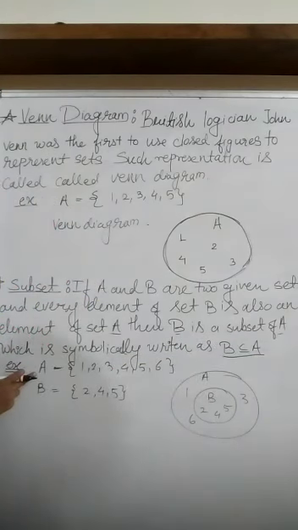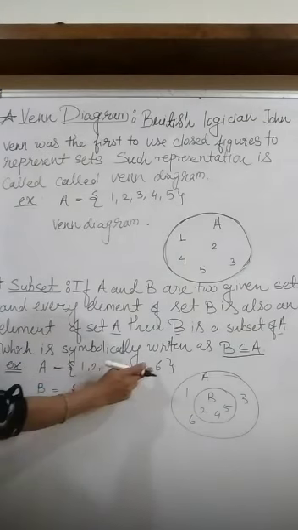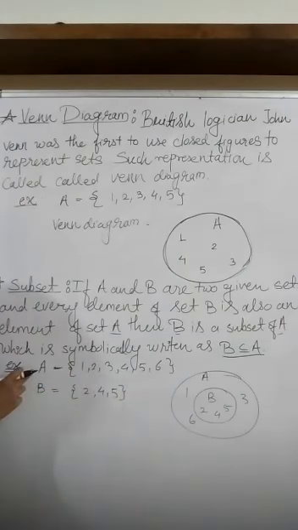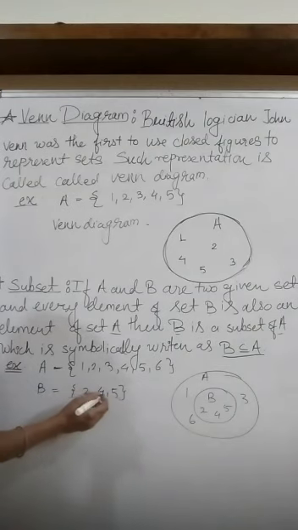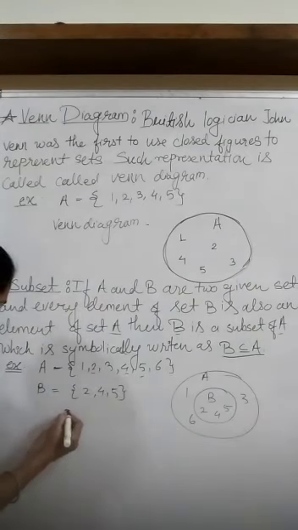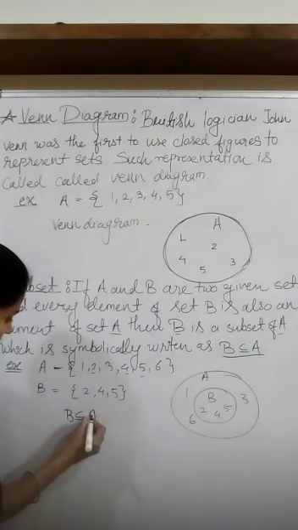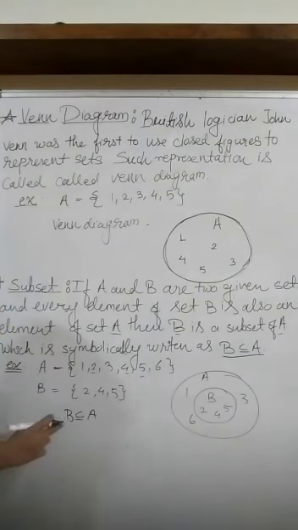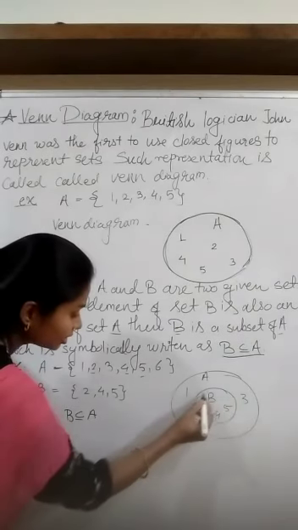For example, A is equal to 1, 2, 3, 4, 5, 6. These are the elements of the set A, and the set B is 2, 4 and 5. So now I can say that as these elements are 2, 4, 5, these 2, 4, 5 are also the elements of the set A. Isn't it? So I can say now that B is a subset of set A. I can write here B is a subset of A, and by the Venn diagram I can represent it in this way. First draw the set B.